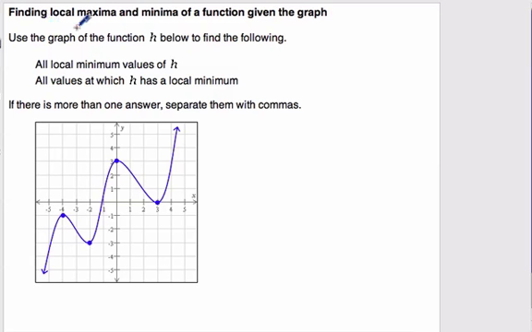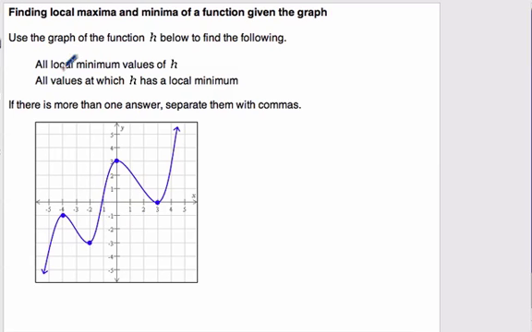Right, when we're talking about finding local maxima and minima of a function given the graph, we need to first understand that the maximum values are these points where they increase and then decrease. So here's an increase and then decrease. So this is a maximum value, this is a maximum value, and these two are minimum values.